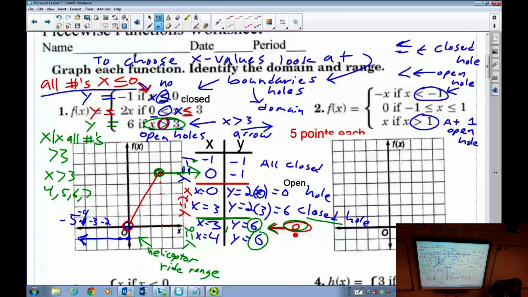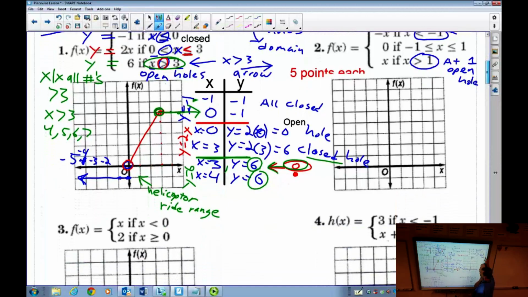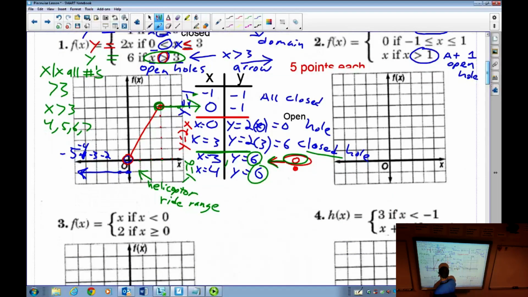And just double checking here for the domain and range, I believe that they want you to fill in the domain and range. So I'm going to do that down below here. If it lets me, there we go. Thought I was going to freeze up again. Okay, so we need the helicopter ride for the range. So remember that. Okay, so here we go. We're going to do the domain now.